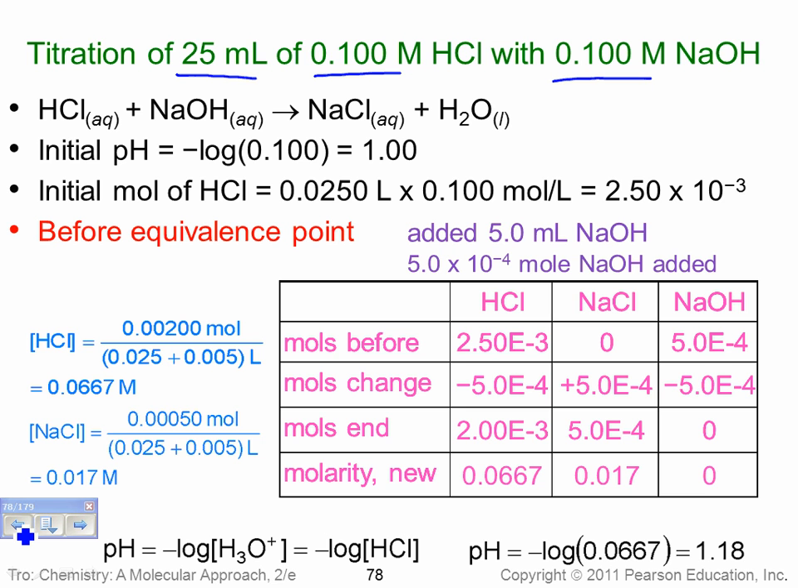Yes, ma'am? So if the NaOH is 0.05... Yeah, if this NaOH was actually 0.05, then that would not be 25 milliliters. It depends on this. If the HCl was 0.1 and the base was 0.05, it's going to take twice as much, because it's half the concentration. So this would take 50 milliliters to get to the equivalence point.